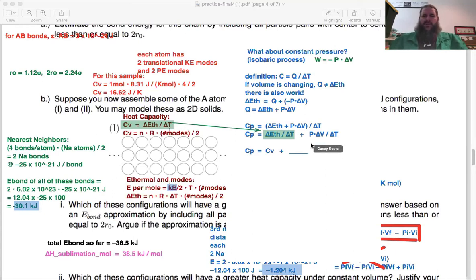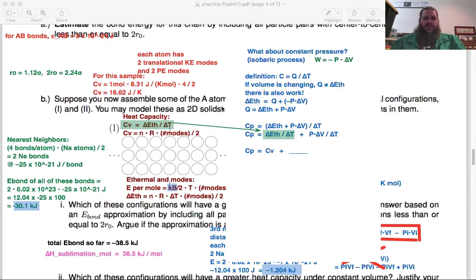So that little bit more is P delta V over delta T. But we can figure out a substitution for that also, because what other equation also relates pressure, volume, and temperature? Yeah, once again, we can always go back to the ideal gas law. Pressure times volume equals N times R times T. Let me make that a little more visible, actually.